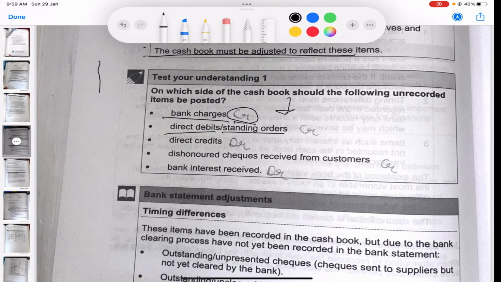Direct debits are standing orders. What is direct debits or standing orders? For example, if I have to do a SIP in mutual funds or anything like that, I put a standing order that on the 5th of every month, I want $1,000 to be deducted and put in my SIPs. So with direct debits, I may not remember that I have set it, but the bank has deducted it on the 5th of this month, and I haven't shown it in my cash book yet. So now I will reduce the SIP amount, which is a credit. My cash is reducing, right? So if my cash is reducing, then I will credit it.